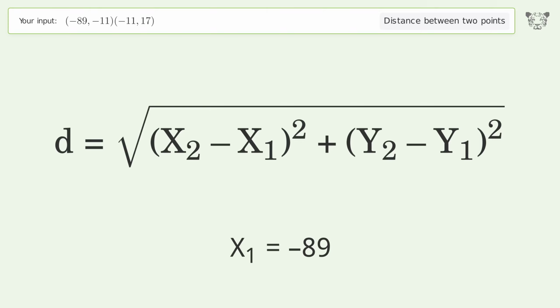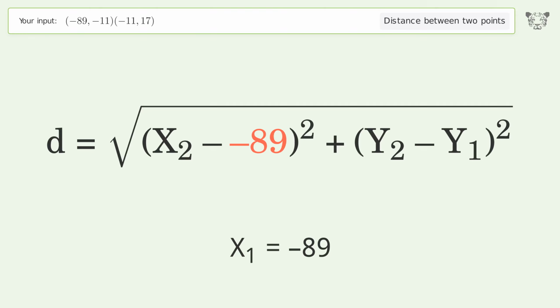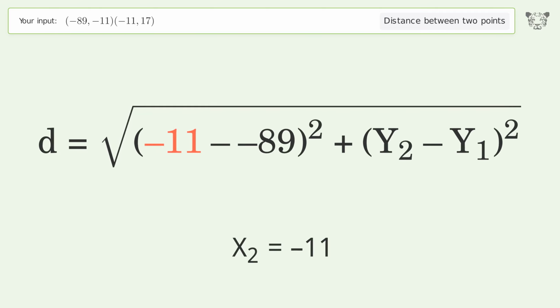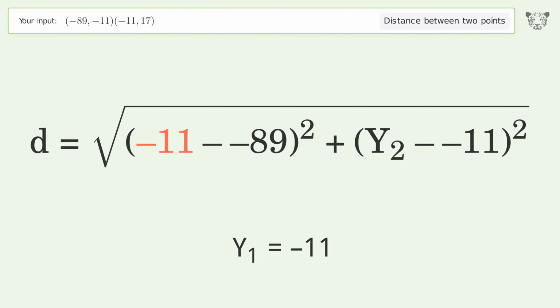x1 equals negative 89. x2 equals negative 11. y1 equals negative 11. y2 equals 17.